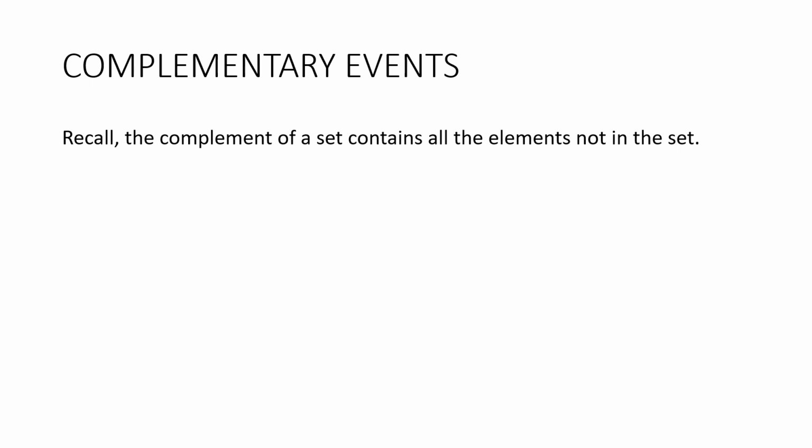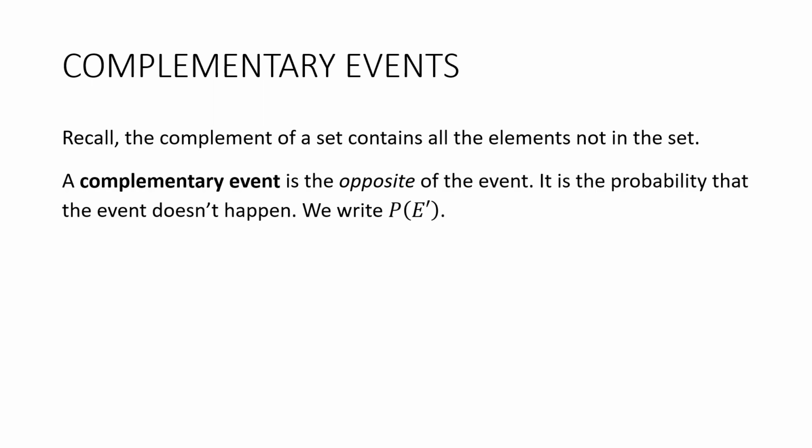Now last lesson we learnt that the complement of a set contains all of the elements not in the set. And in the same vein, a complementary event is the opposite of the event. It's the probability the event doesn't happen. And not surprisingly, we write the probability of E'. Now, it's important to note that the probability of E occurring plus the probability of the complement of E occurring must equal 1.